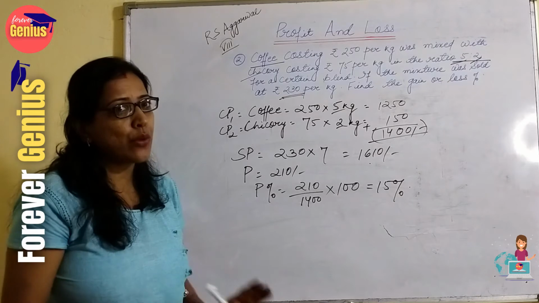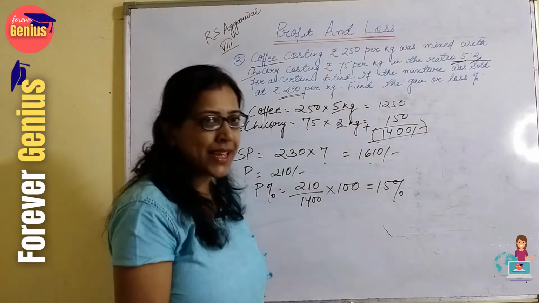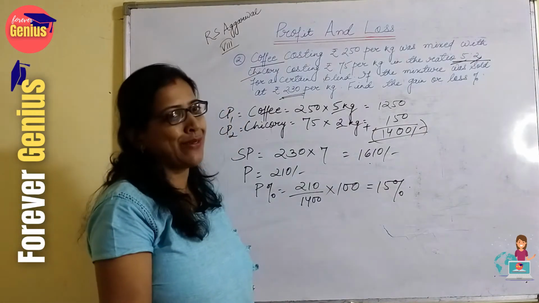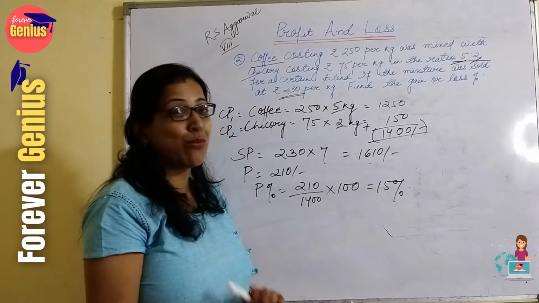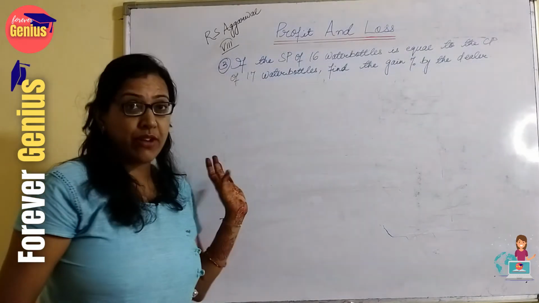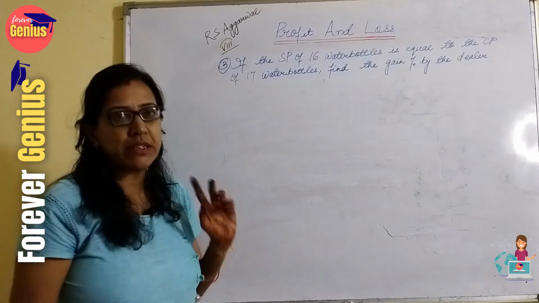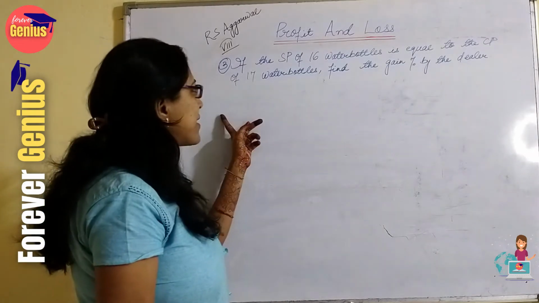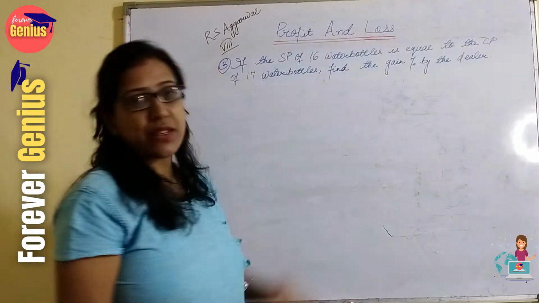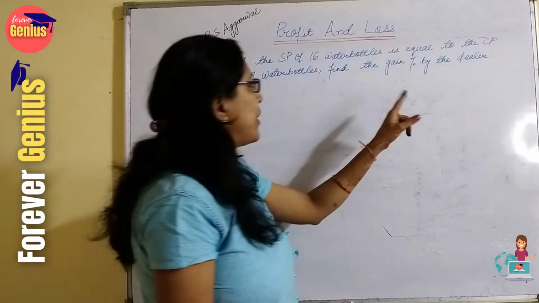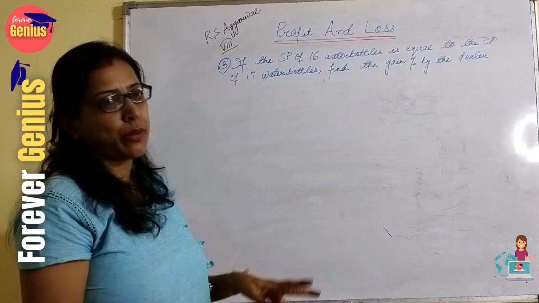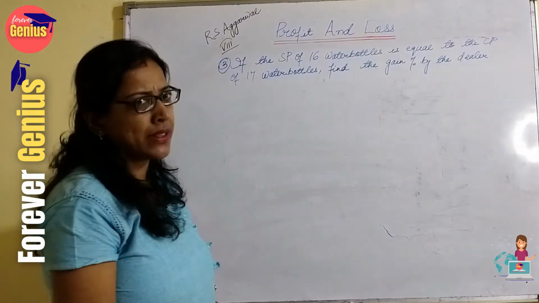So wasn't the question of blendings easy? Yes, now ma'am they are very easy. So let's look at some more tricky questions. See one more sum which we have done earlier also, but we will be doing once more so that we can revise ourselves. If the selling price of 16 bottles is equal to the cost price of 17 water bottles, find the gain percent by the dealer.